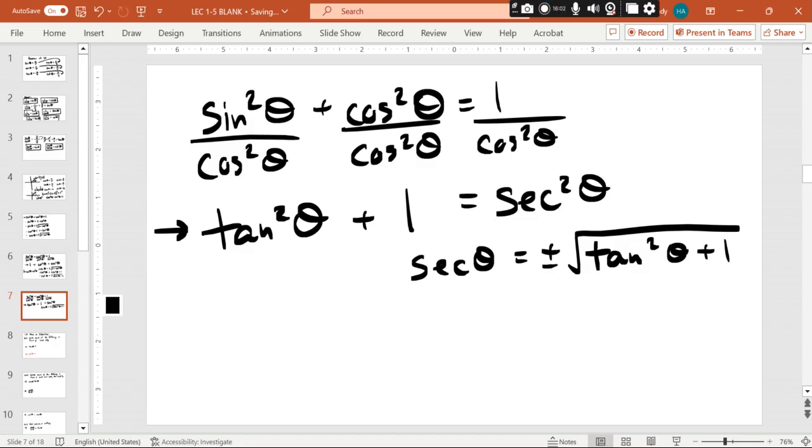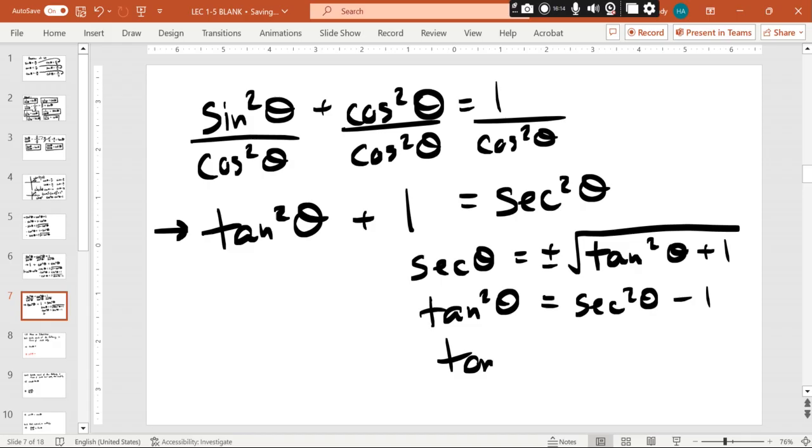Okay, what else can we do? We can move the 1 over to this side. So now we have tangent squared theta is equal to secant squared theta minus 1. And then we can take the square root of both sides. So plus or minus the square root of secant squared theta minus 1. One more variation.